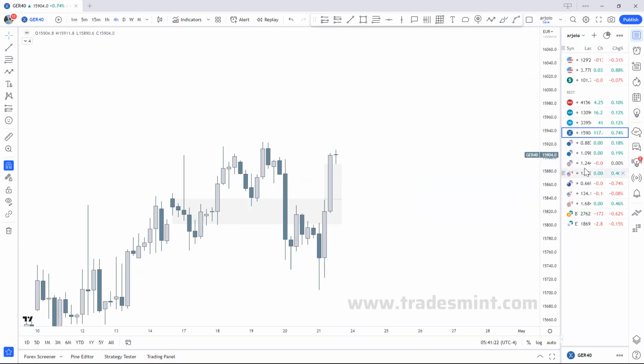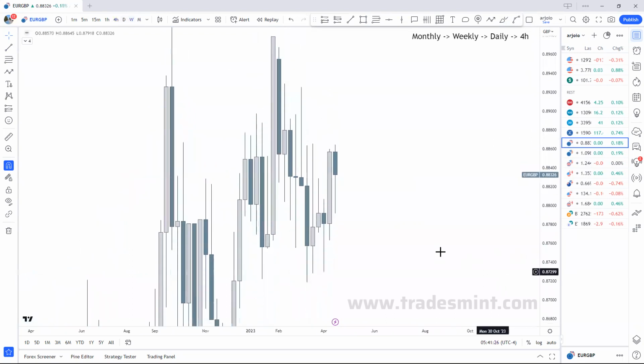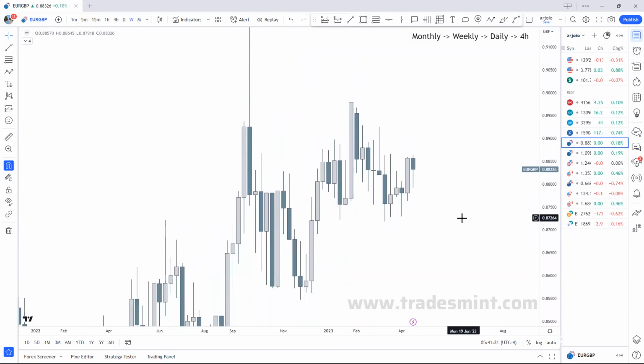All right. Euro GBP. Again, we don't trade Euro GBP. We only use Euro GBP to see which one is stronger. So if it's going down, Euro is obviously weaker. If it's going up, Euro is stronger. If it's going up, you want to trade EU most likely. And if it's going down, you want to trade GU most likely, if you are looking for buys on EU and GU.